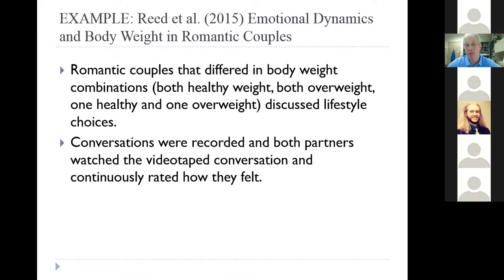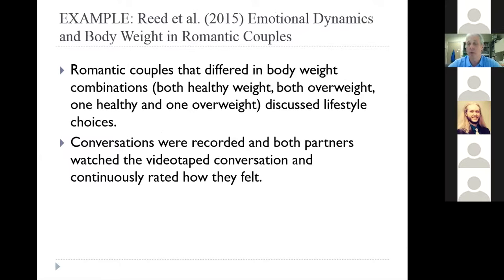Another example from the literature is provided by Reed et al. They looked at emotional dynamics and body weight in romantic couples. What they did was have romantic couples get together and talk about lifestyle choices. And these romantic couples differed in body weight combinations. In one instance, the couples were both healthy weight. In another instance, they were both overweight. And in other instances, one was healthy and the other was overweight.